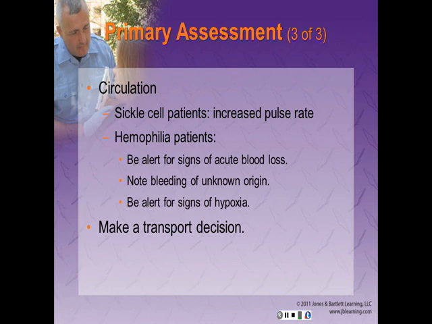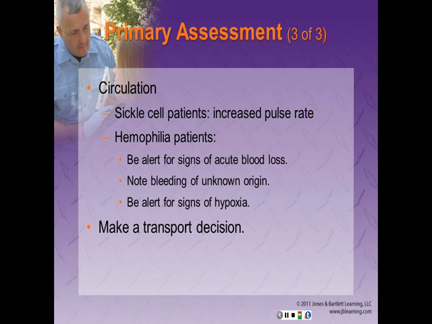Assess the patient's circulation. Sickle cell crisis patients will have increased pulse rate to force sickled cells through smaller vasculature. For hemophilia patients, be alert for signs of acute blood loss, like pallor, weak pulse, and hypotension.